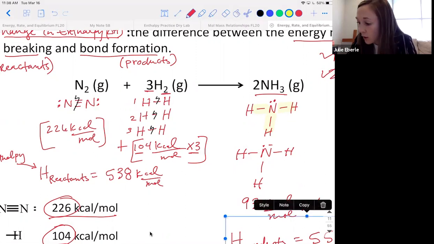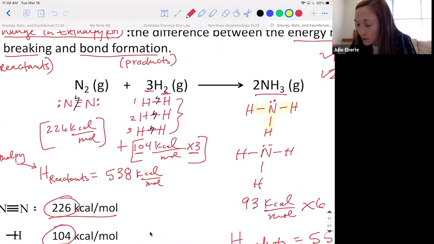So when you draw all 3 of these out, you see these little dashes right here that I drew, and then I drew the little squiggle through it, indicating that I'm breaking it. That's the number of bonds we're accounting for. Okay, that's the number of bonds I'm accounting for.